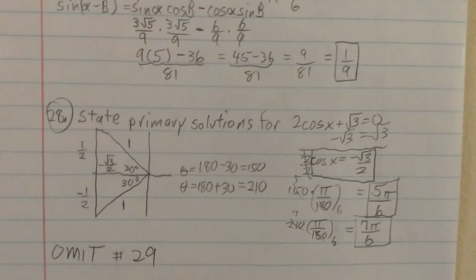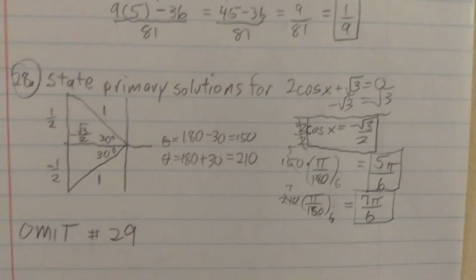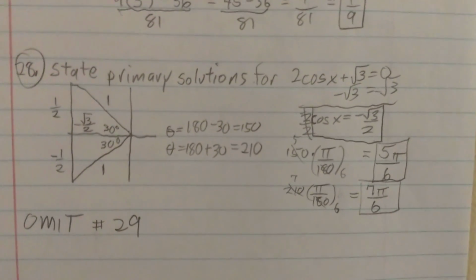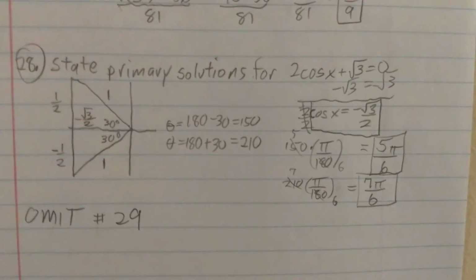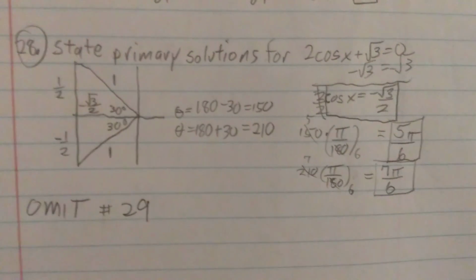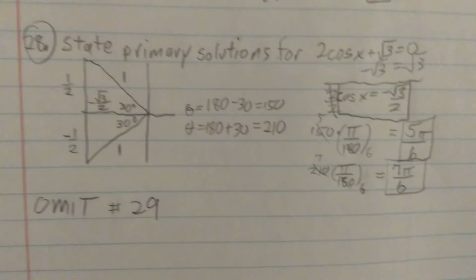Now this is 28, or you'll see it on your test as 3. So now we want to state primary solutions for 2 cosine x plus square root of 3 equals 0. So all we need to do is subtract square root of 3 over and then divide by 2. So cosine x equals negative square root of 3 over 2.